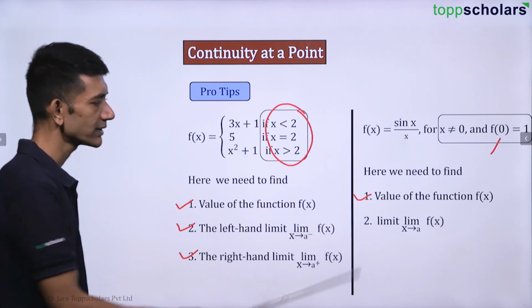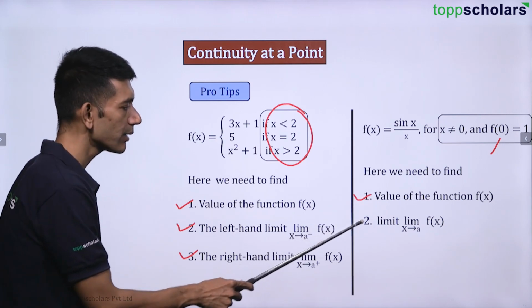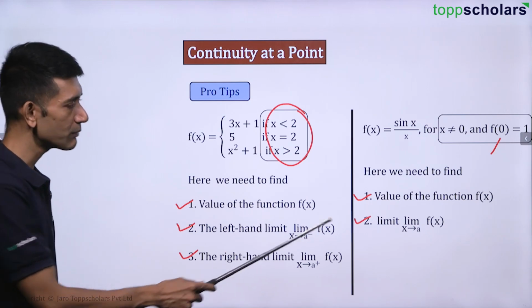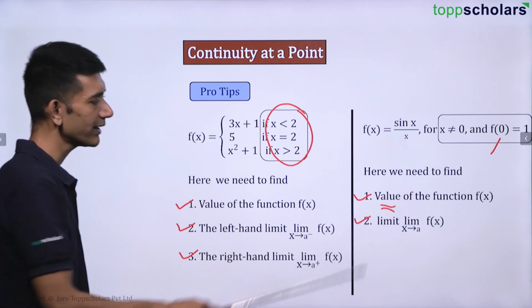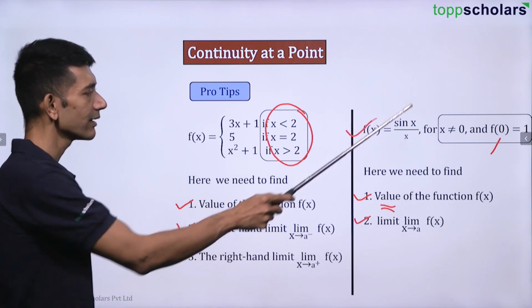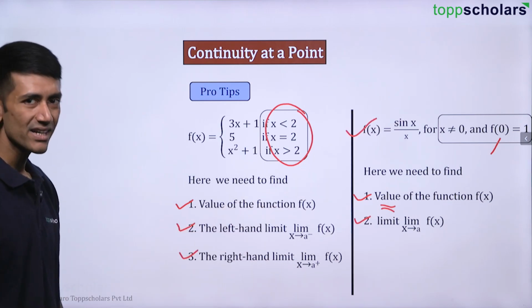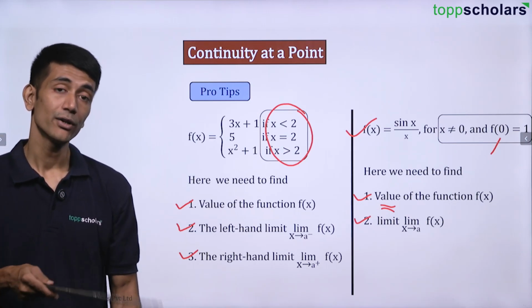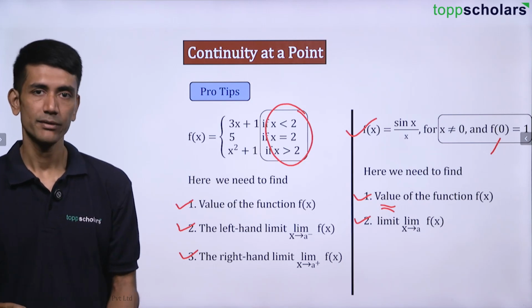We will find out the value of the function, that is f of a, and we will find out the limit as x tends to a of f of x, and both of them should be equal. If both of them are equal, the function is continuous. So in this way, you need to identify when to find the left hand limit, when to find the right hand limit, and when not to find the left hand and right hand limits respectively.